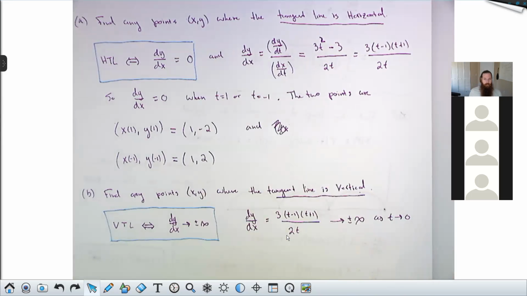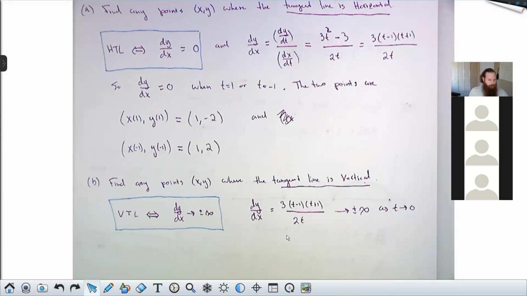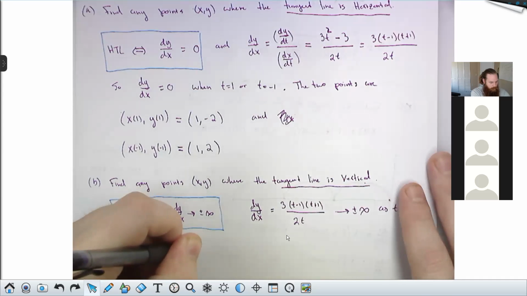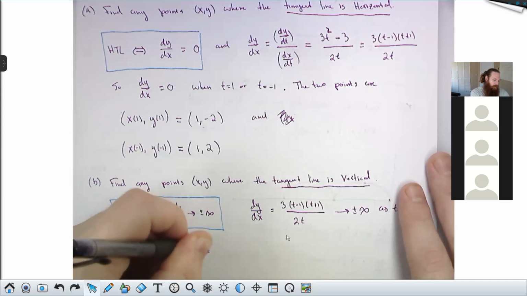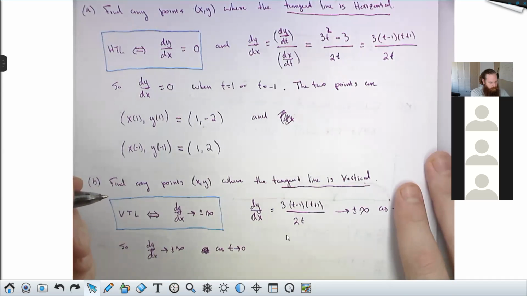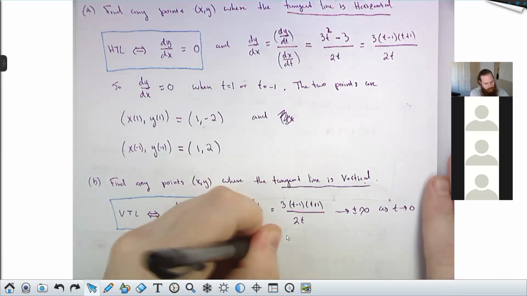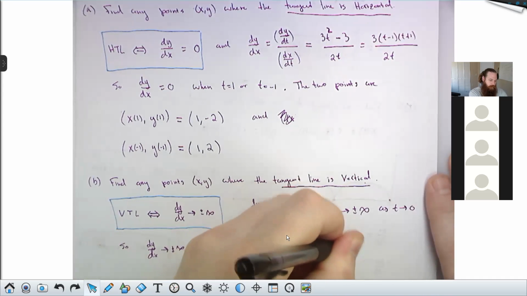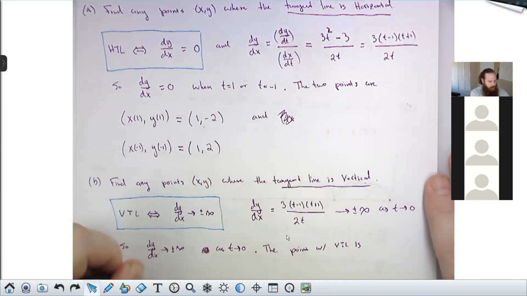In other words, I have a vertical tangent line, dy/dx goes to plus or minus infinity as t goes to 0. So my point is x of 0, comma, y of 0.